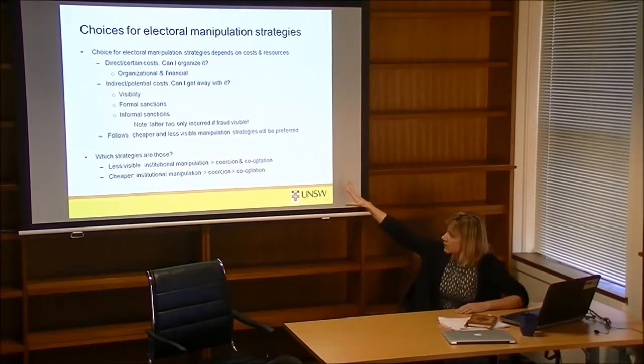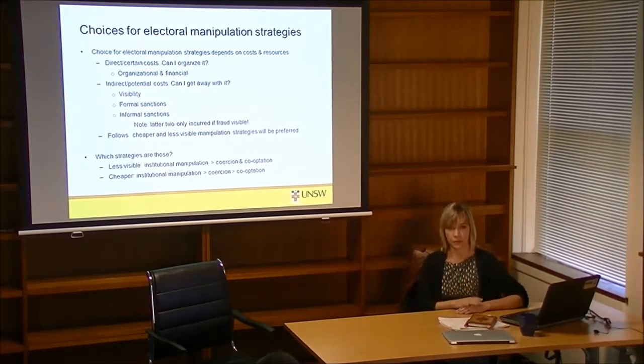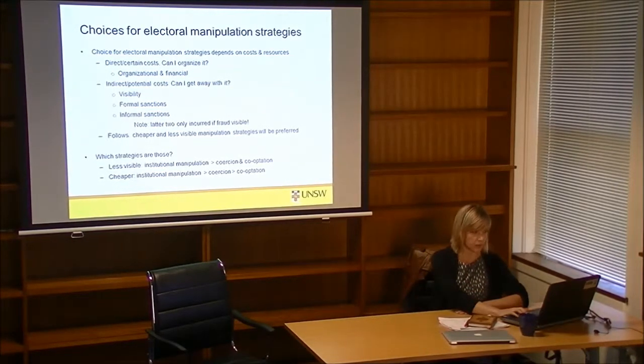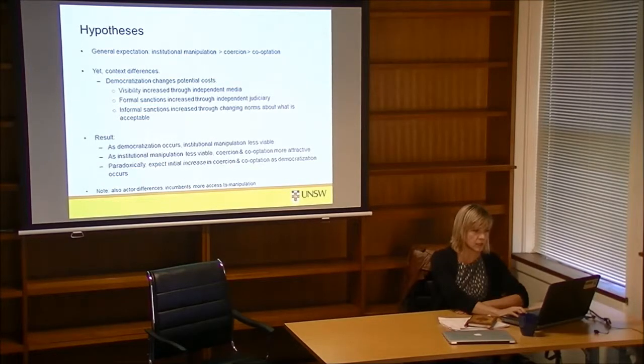What does that mean? Well, we can derive a general preference order. It means that actors, if they can, will first manipulate institutions. If that's no longer viable, they will shift to coercion. And if that's no longer viable, they will shift to cooptation. So that's the preference order we expect to find: first institutional manipulation, then coercion, and then cooptation.